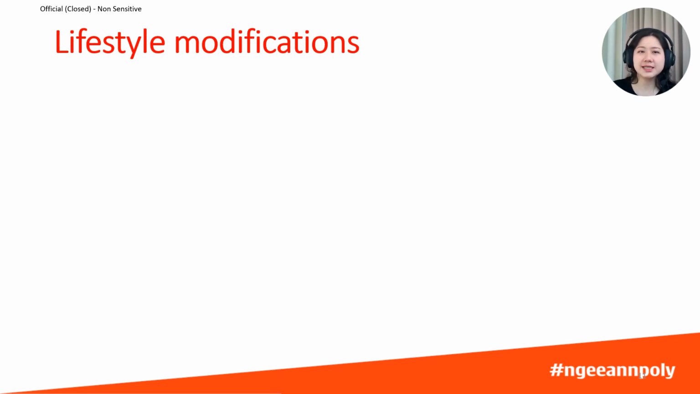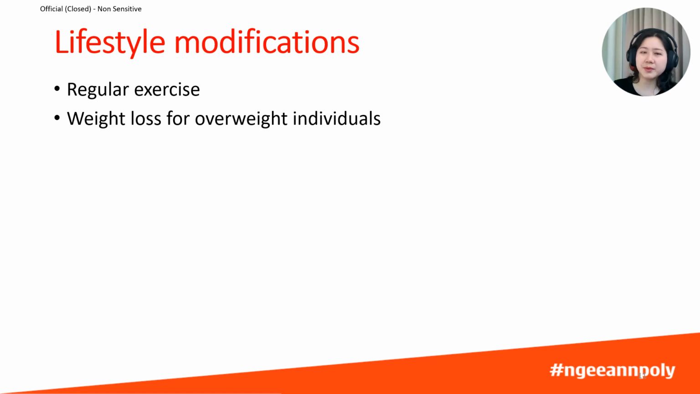Besides medications, lifestyle modifications are important to help control hypertension. Regular exercise is important. A good amount of exercise would be at least 30 minutes of exercise, 5 to 7 days a week. For those who are overweight, losing weight can also help to reduce the blood pressure.